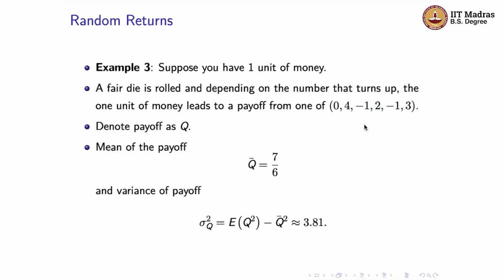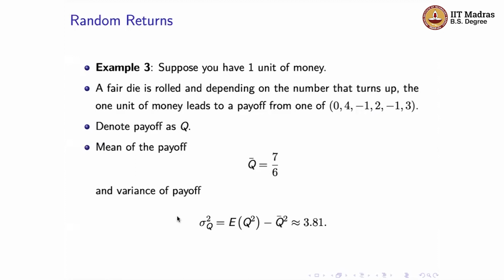Okay. Clearly, because there is uncertainty about which number is going to turn up, the payoff itself is uncertain. So let's denote the payoff as the random variable Q. We can calculate the mean and variance of this Q. The mean of Q, which we denote by Q bar, is equal to 7/6. In order to see this, each of these outcomes is equally likely because it's a fair die. So we have 1/6 times the sum of these things, right? If we add up, 4 minus 1 is 3, plus 2 is 5, minus 1 is 4, plus 3 is 7. So that's where we get 7/6.